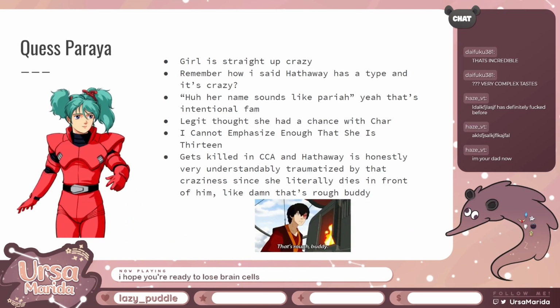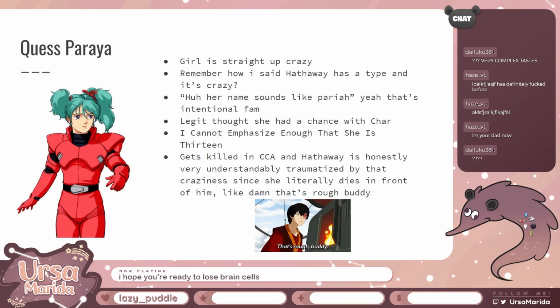Alright, so Quess Paraya, she's straight up crazy. Remember how I said Hathaway has a type and it's crazy? Yeah, she's it. Her name sounds like Pariah. Yeah, that is absolutely intentional, fam. She also thought she had a chance with Char, and I cannot emphasize enough that she is 13. Again, this is a 13-year-old who thought Char was her romantic interest.